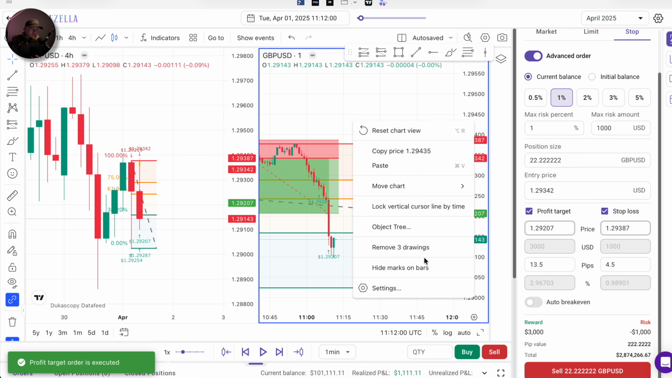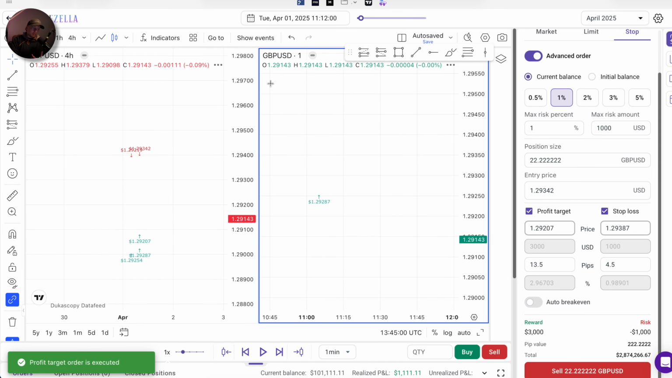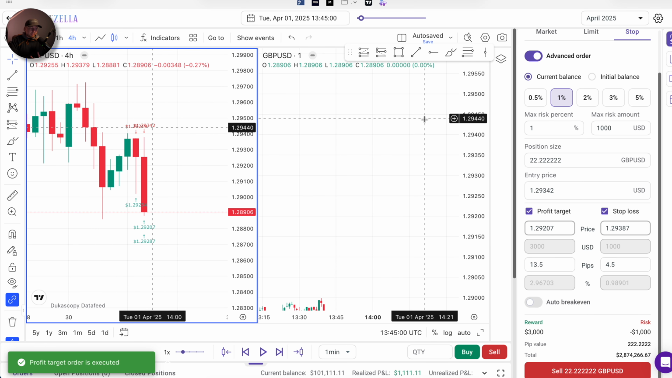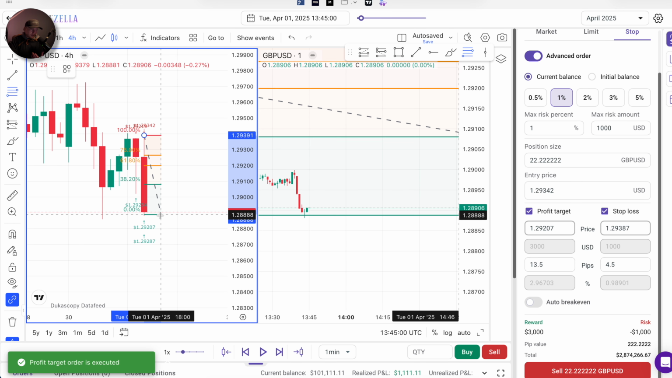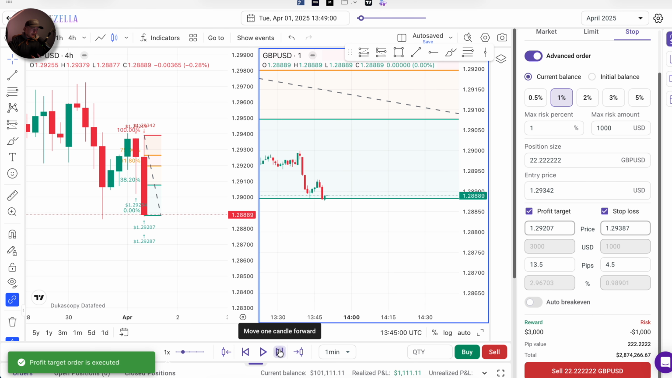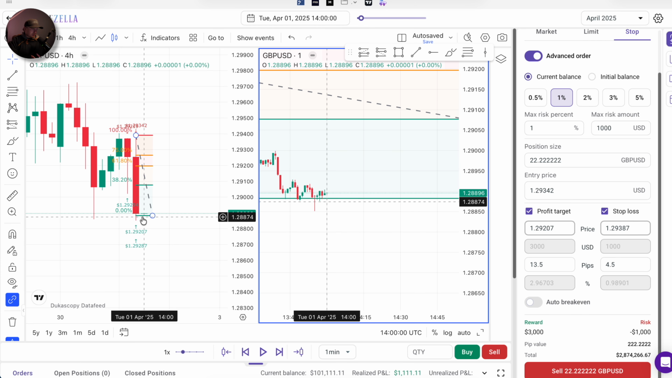So what I'll do now is remove drawings, and then we will go to New York session. And what's good about trading this way is what we can be doing now while we're waiting for the 2 p.m. candle to open is we can be going to the gym, we can be walking the dog, working, doing whatever we need to do, and just come back when we have a new session to trade. So with this one, we close bearish.